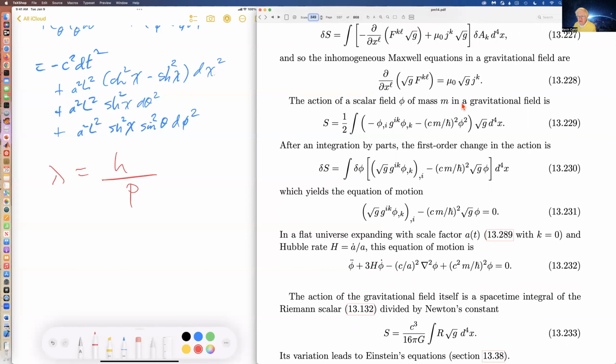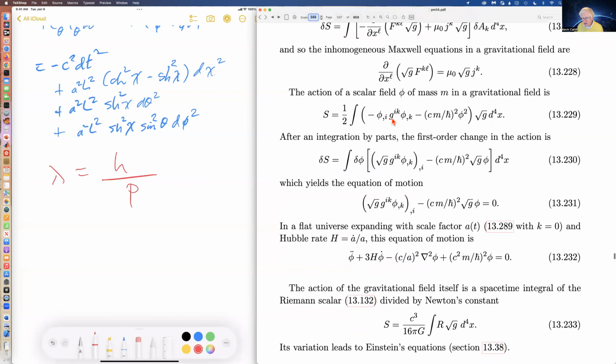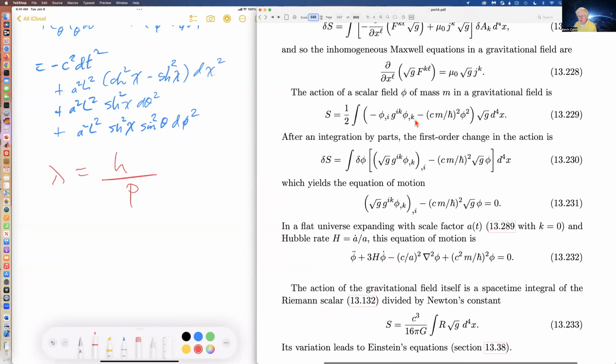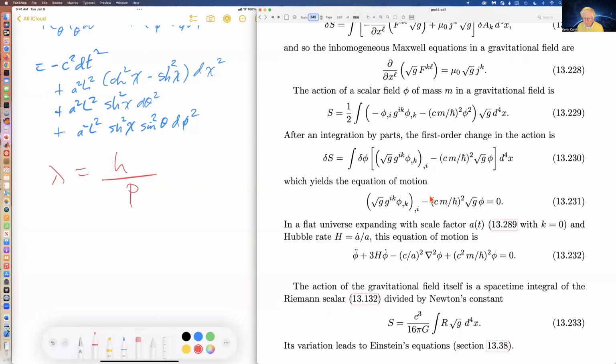We have a scalar field, mass m, in a gravitational field. Then what we have as an invariant action is, this is invariant because it's the inverse of the metric tensor, and then two covariant vectors. And this is just a scalar, so this is fine. You apply the principle of least action, and you get the change in phi, the derivative with respect to x. And this gives us then this as the equation of motion of a scalar field.